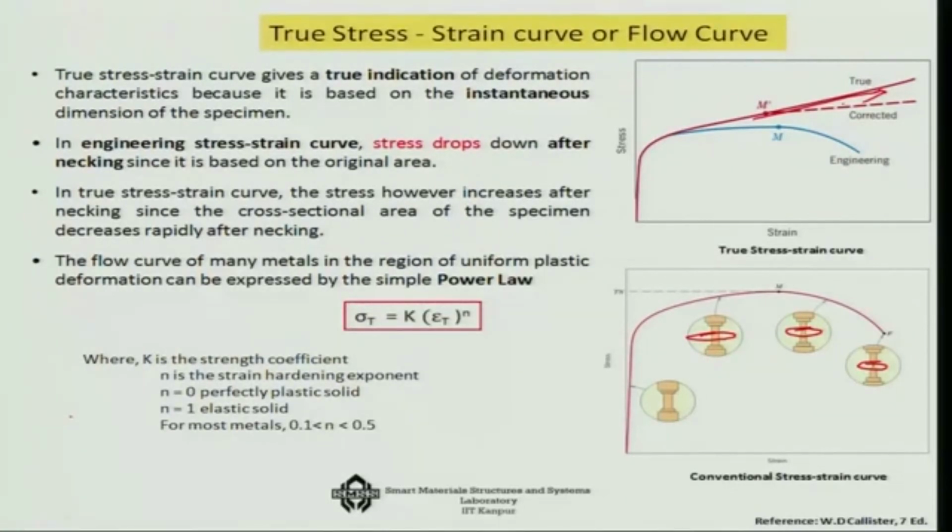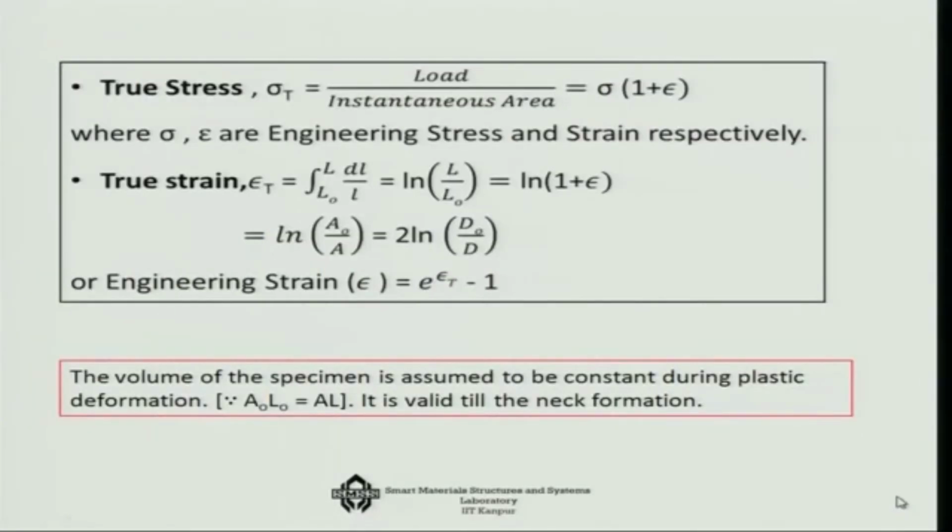Now, in the uniform plastic deformation, the stress strain relationship is actually governed by a power law, which is sigma t is k times epsilon t to the power n, where this n is 0 for a perfectly plastic solid, n is 1 for an elastic solid, okay, and for most metals in the plastic region it will be between 0.1 to 0.5. So, that is how it would behave in the true stress strain curve, okay, which we generally overlook. Actually, we only look at the stress strain curve that comes after the UTM machine.